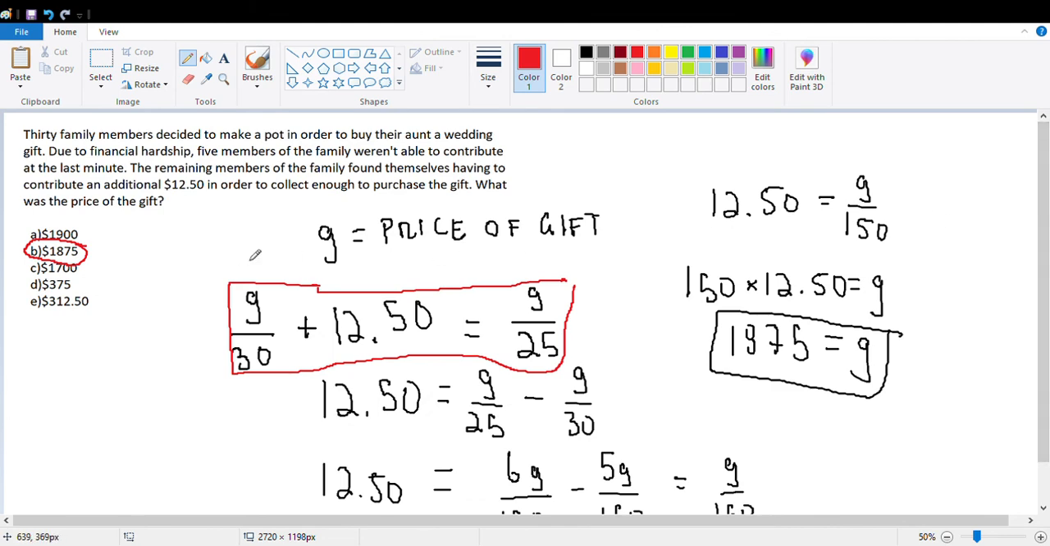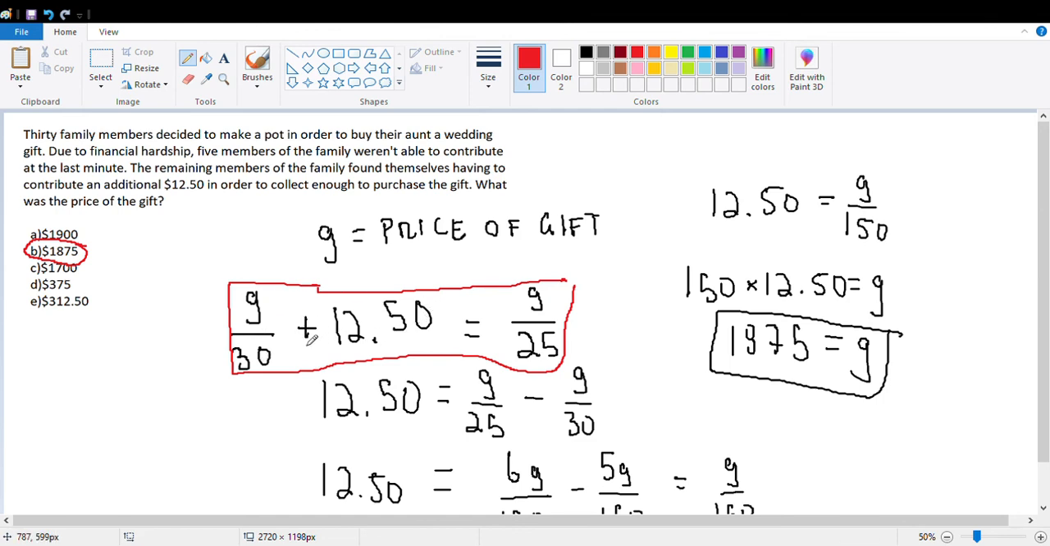Look, initially there were 30 people. That means that the price of the gift was going to be split among 30 people. That's why I write G over 30. G over 30 is the amount that each person was going to contribute to the pot initially. What happens afterwards? The 5 members of the family back out and they find themselves having to put an extra $12.50. That's why I wrote this plus $12.50.